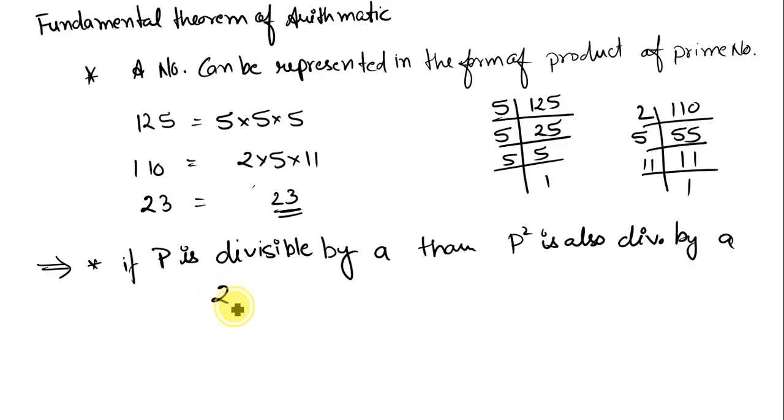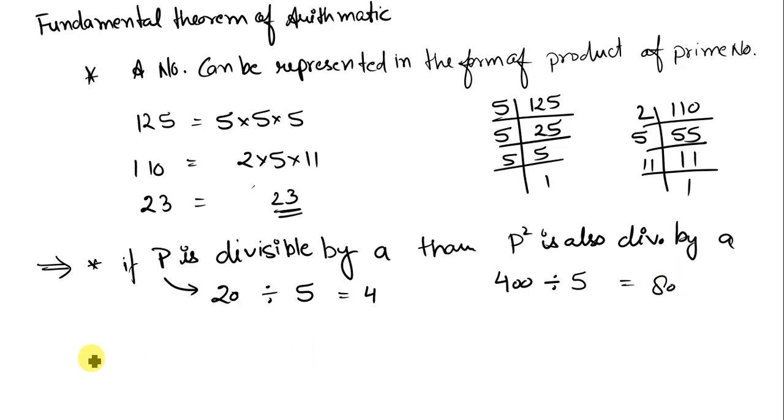Let's take an example. For example, if the number is 20 and 20 is divisible by a, and for a let's take 5, so 20 is divisible by 5 and that will result in 4. Similarly, if we want to find out the value of p square, that will be 20 into 20, which is 400. So 400 will also be divisible by a, which we considered as 5. So yes, we can check that and we will get the result 80.